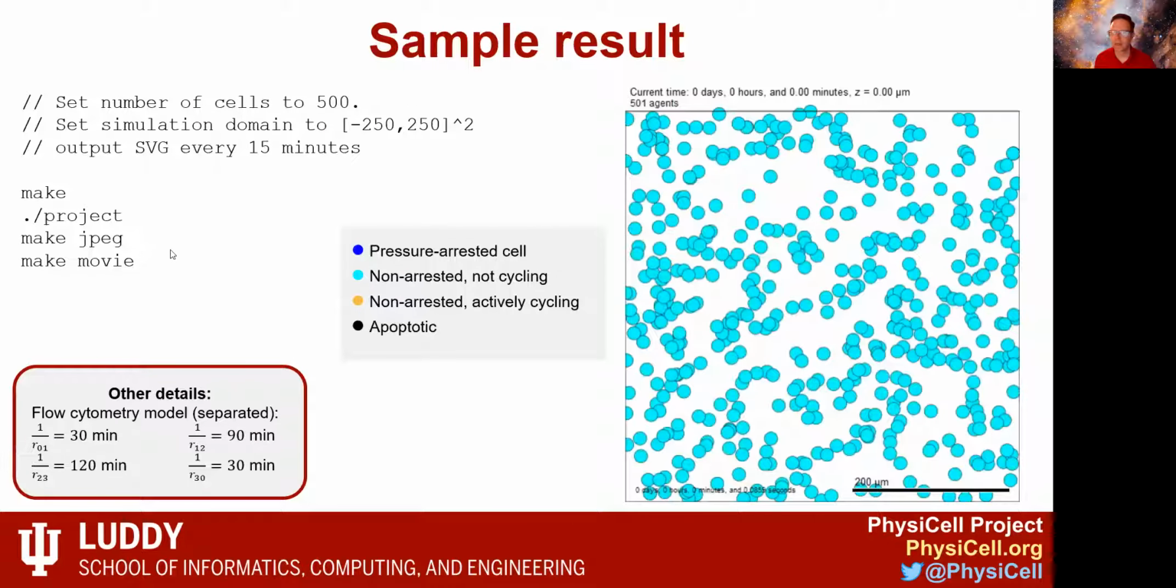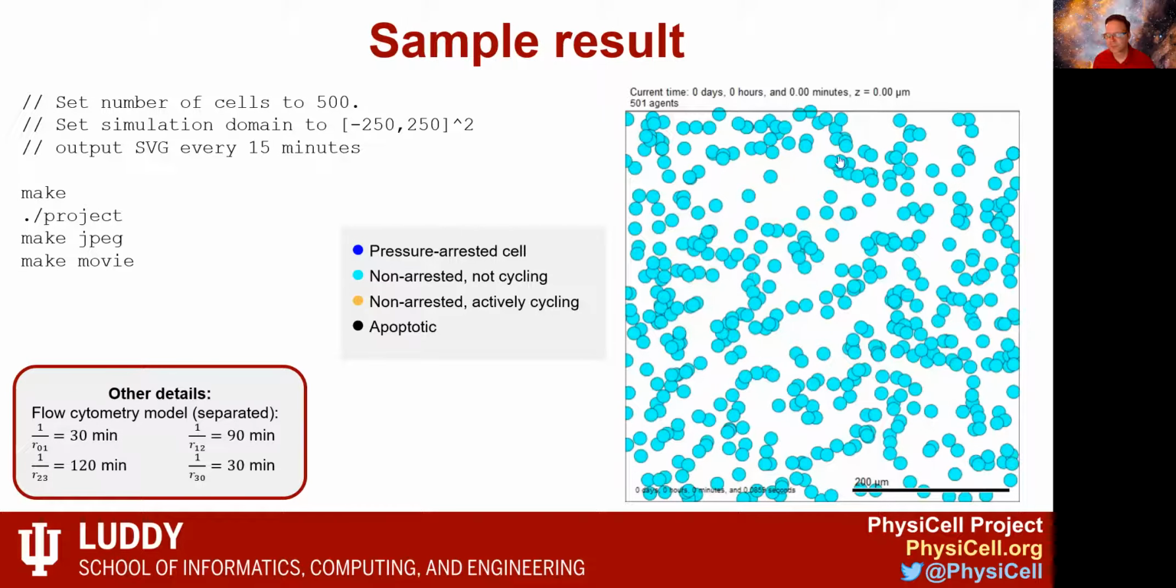So let's give you an example of this thing in use. I've selected the separated flow cytometry model where we have G0, G1 phase, S phase, G2 phase, and M phase. So 4 phases altogether, indexed from 0 to 3. And I sped up the transition rates just so we can get a really fast example here. And for color coding, all the cells are just sprinkled randomly in the domain. They are in a non-arrested state, but they're not cycling. So we'll build those as cyan.